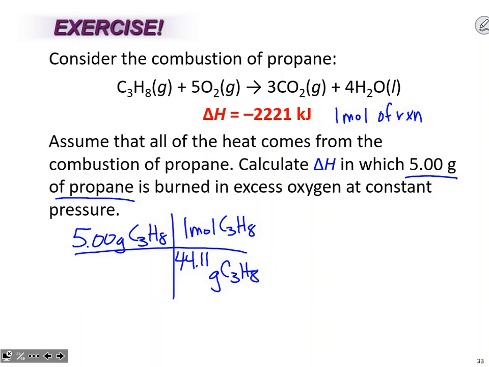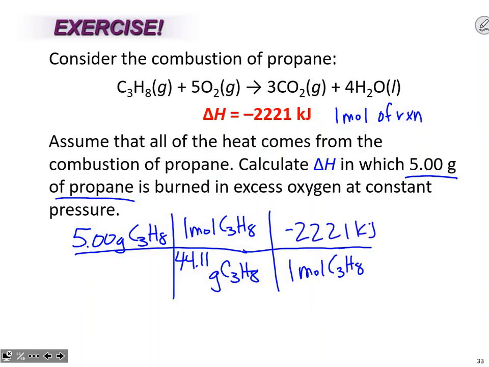Let me give you the molar mass real quick. So now here, 1 mole of propane is going to produce how much heat? Correct. For every 1 mole, that's how much energy is released for the entire reaction.